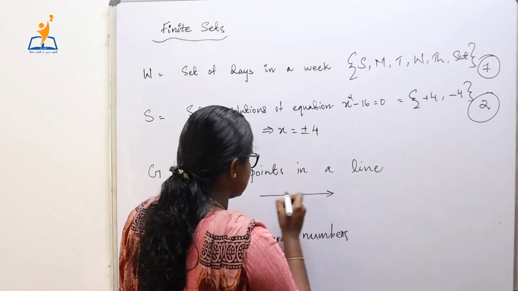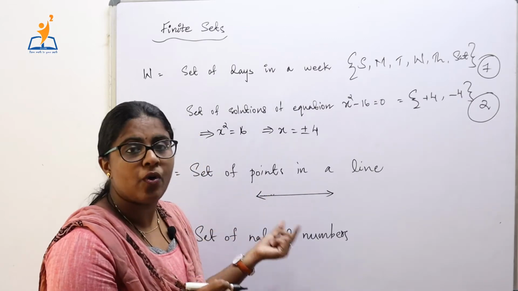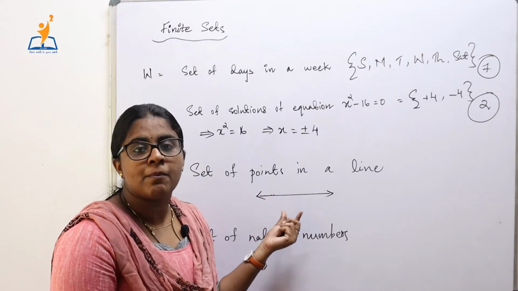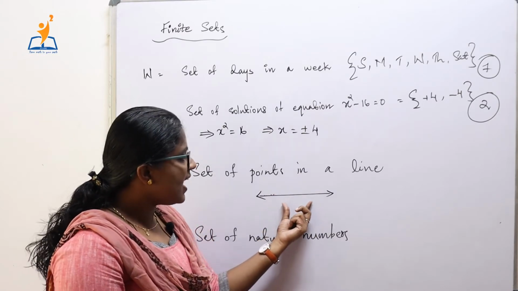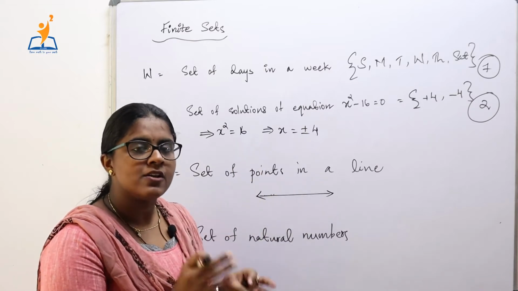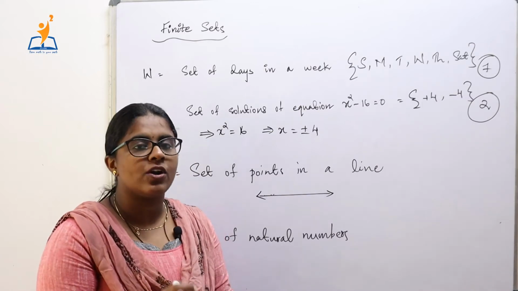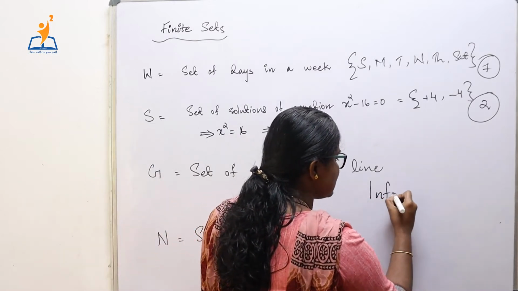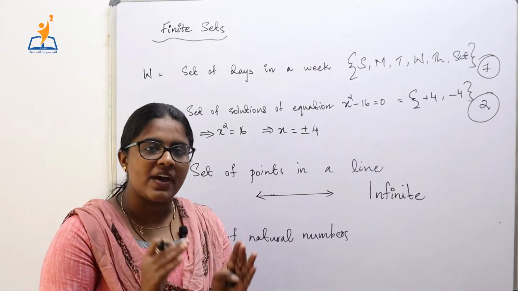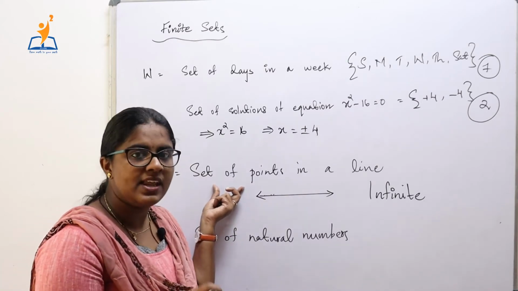We know that this is a line and we cannot count the number of elements or the number of points in a line. We cannot denote a definite number to tell the number of points in a line. So, the cardinality of this set, that is the set of points in a line, is not a definite number. So, it is not a finite set. A set which is not finite is called an infinite set. So, what is an infinite set? A set which is not finite is called an infinite set. So, this particular set is an example of an infinite set.